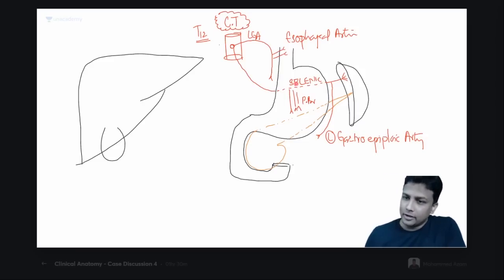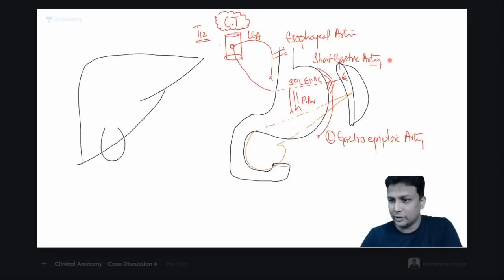And my dear doctors, not only that, it will also give small branches near the fundus of the stomach. Those will again be gastric only, and because they are small branches, they are known as the short gastric arteries. I think now you're understanding why I am telling you a little bit slowly here today.